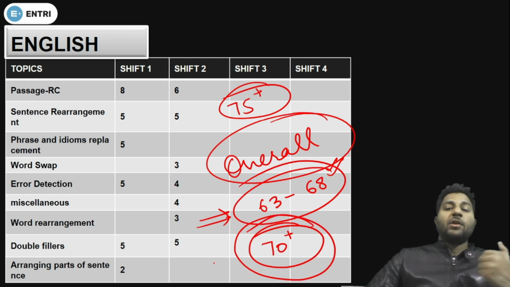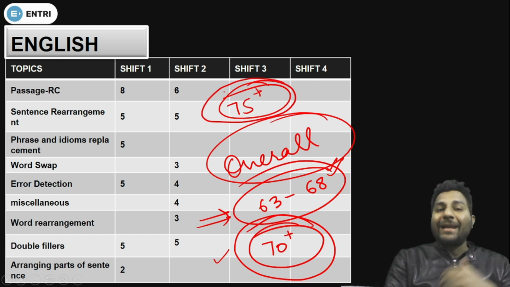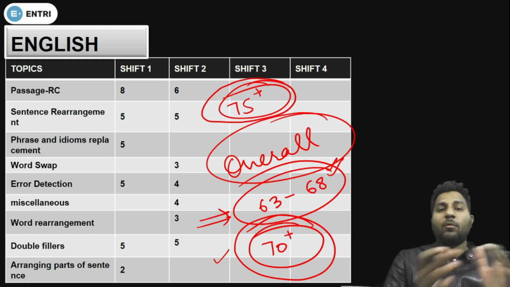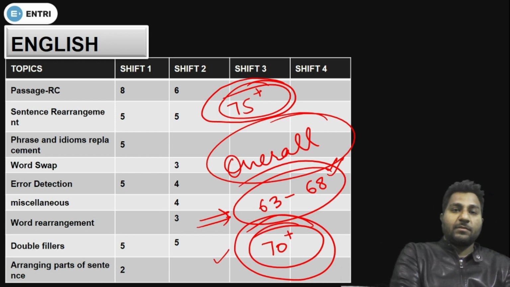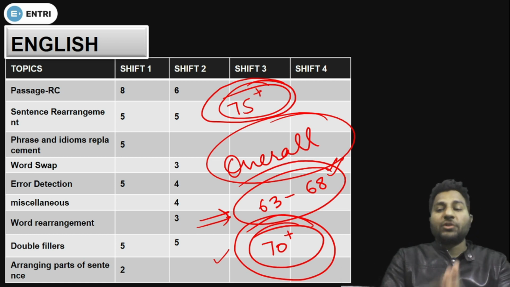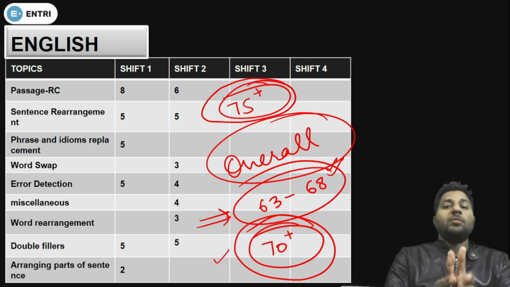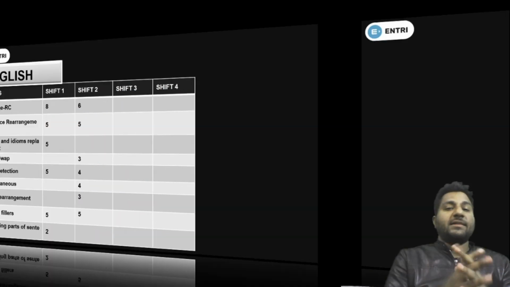So remember, those who attempt 70 plus have a good chance of clearing this examination. Those who attempt 75 plus might be in a dilemma. Why? Because either they will get selected or they will perish, because either they will be confident or overconfident. So you should know which category you belong to. So this is the analysis of the first two shifts of our examination.